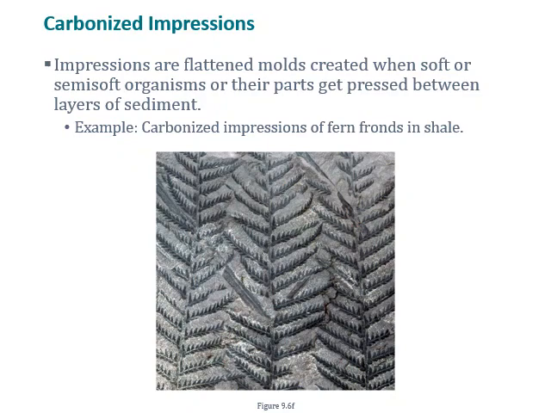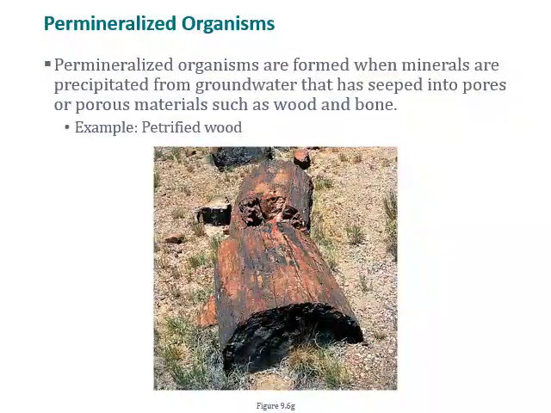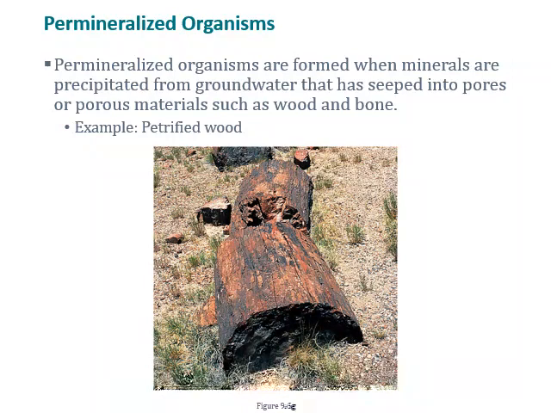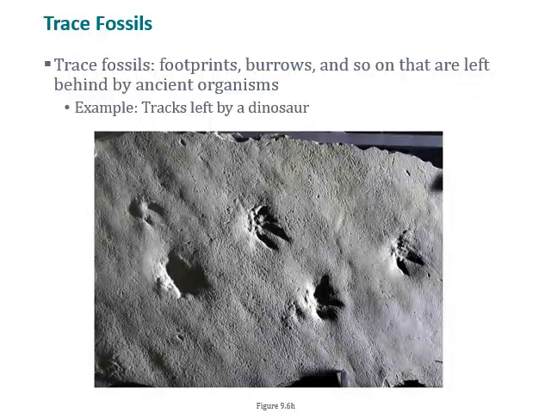Permineralized organisms form when minerals are precipitated from groundwater that has seeped into pores or porous materials like wood and bone. So that's why we get petrified wood, which is no longer actually carbon. In this case, the carbon ions have been removed and replaced with silica ions, which is much harder. This also happens with shell material in limestones. Trace fossils are footprints, burrows, and other imprints left behind by ancient organisms. So one example is dinosaur tracks.